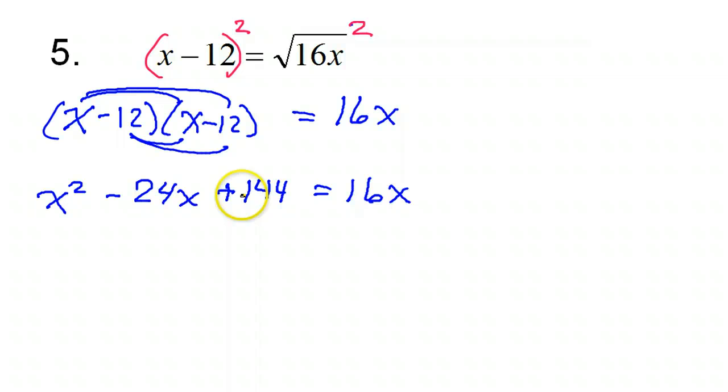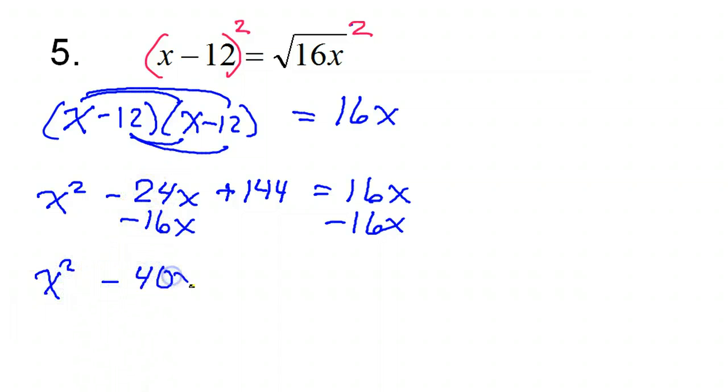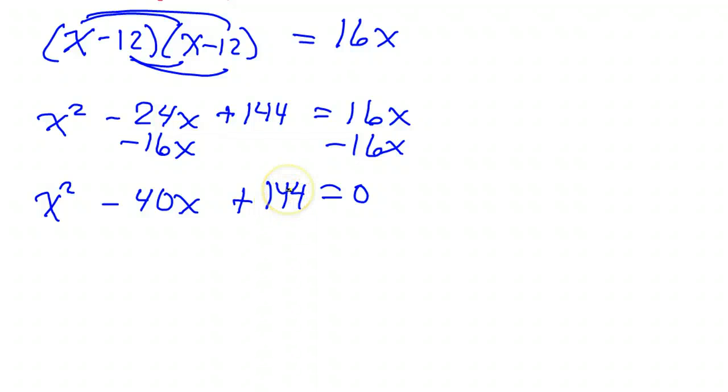Let's get 0 on one side and either factor or use the quadratic formula. So we would subtract 16x from both sides. Okay, so that's going to give me x squared minus 40x plus 144 is equal to 0. Now, I'm going to try to factor this, but if I don't see the answer right away, then I'm going to use the quadratic formula.